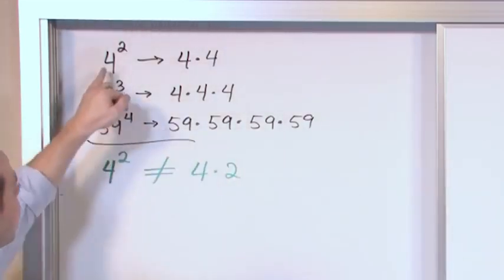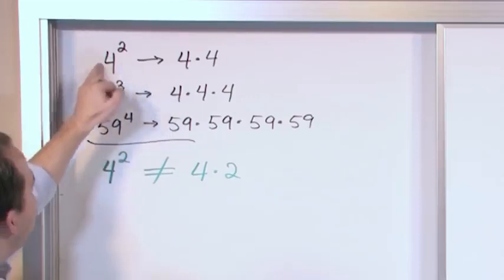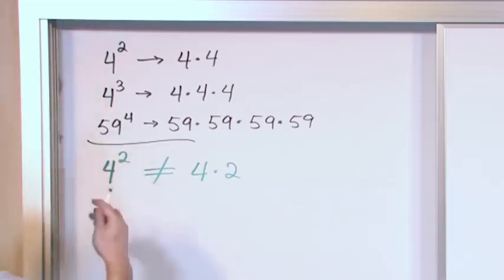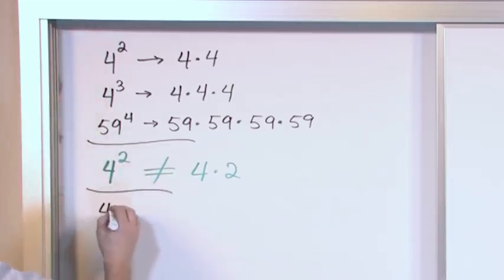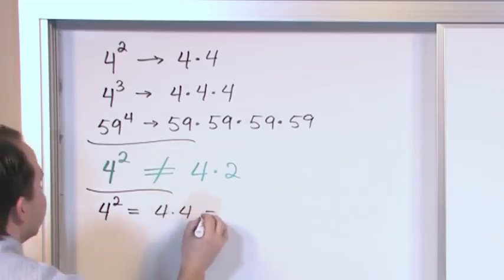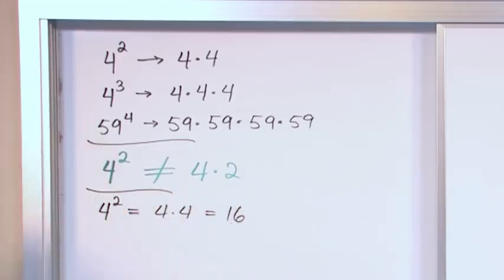What you're doing is multiplying the bottom number by itself as many times as indicated by the number up there. We already talked about it, but I'll just write it down. For instance, 4 squared is equal to 4 times 4, which is equal to 16. That's how you get that. All right? Let's do another one.